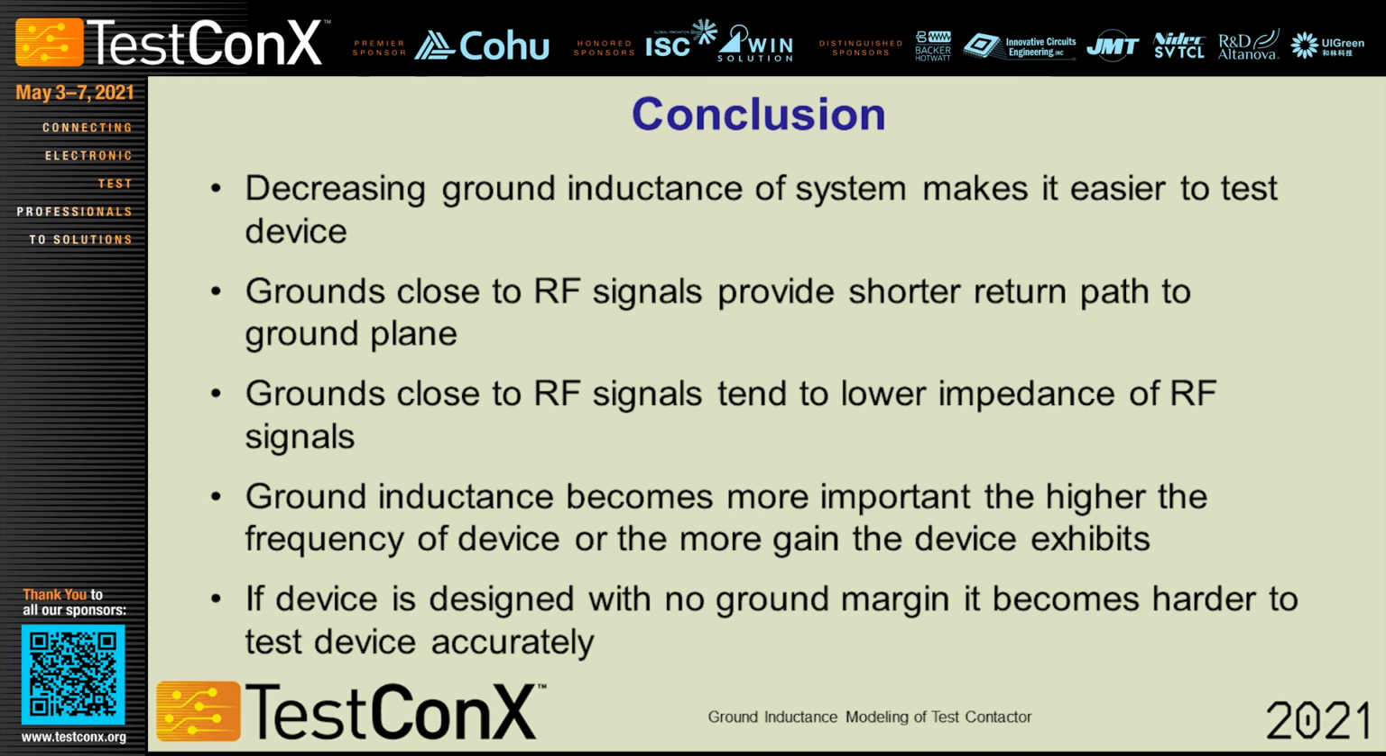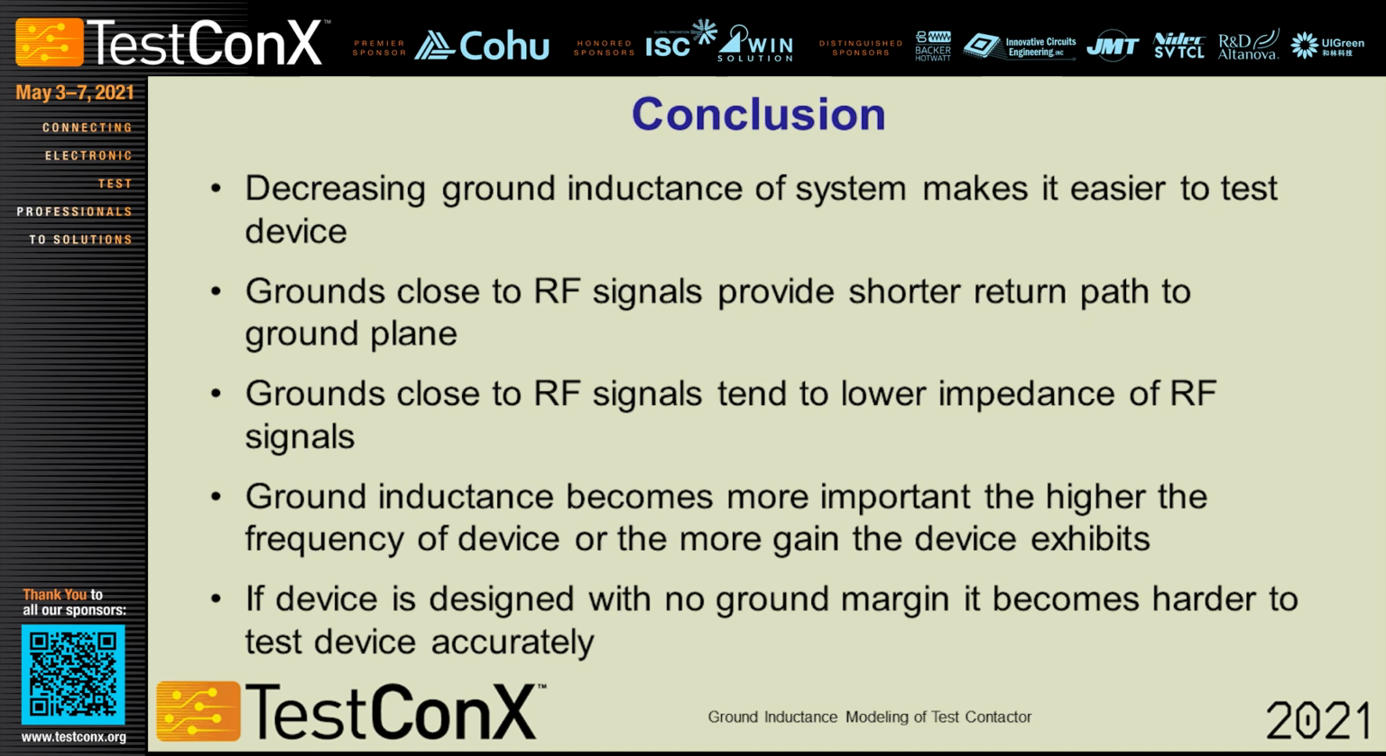Grounds closer to RF signals provide a shorter return path. Typically, if you have something at 1.0 pitch, it can't support as high a frequency range as maybe a 0.5 pitch device, just because the loop inductance due to the extra length that the grounds are away from the RF signals is going to cause the whole system not to operate at as high a frequency as maybe a device at a lower pitch.